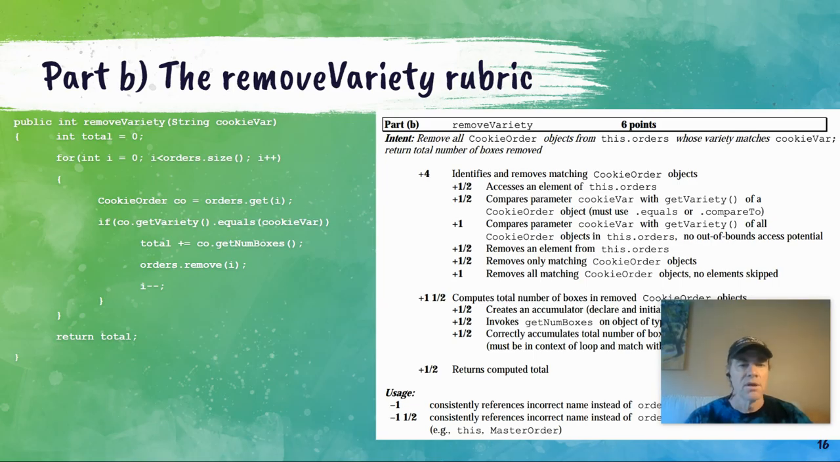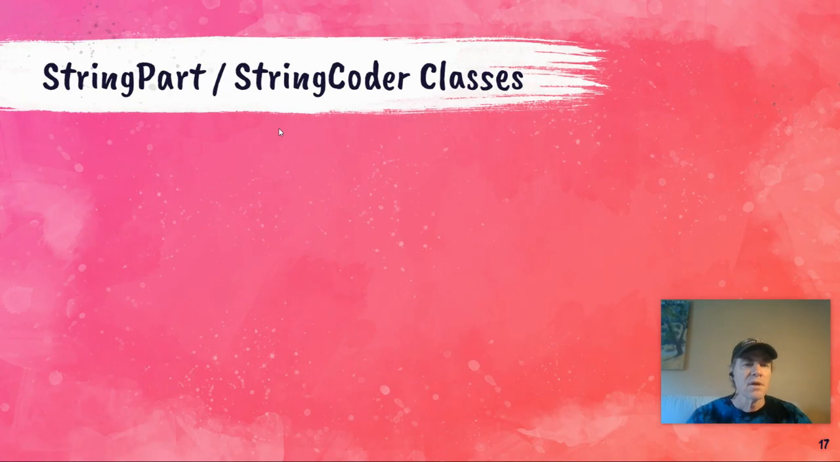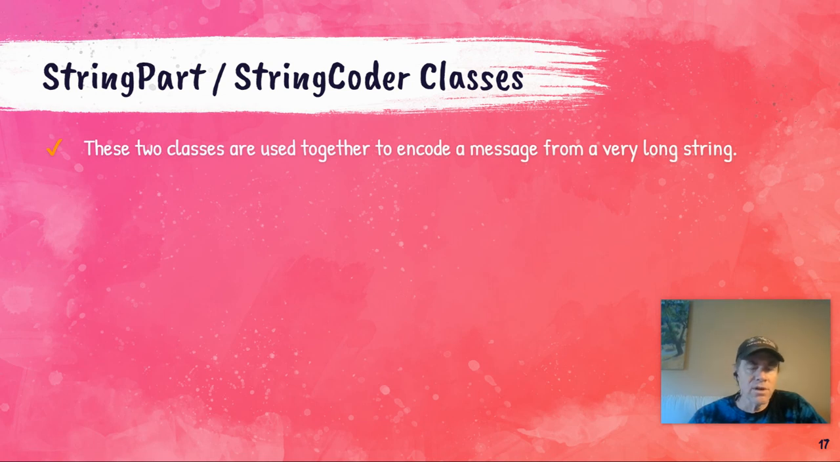So that was one question, and then here is another. This is a string coder class. It was a way of encrypting a message, kind of a cool little encryption app. There are two classes that are used to encode a message. One is called a string part, and the other is going to take all those together. They gave you a pretty good example. Hopefully the example made some sense.